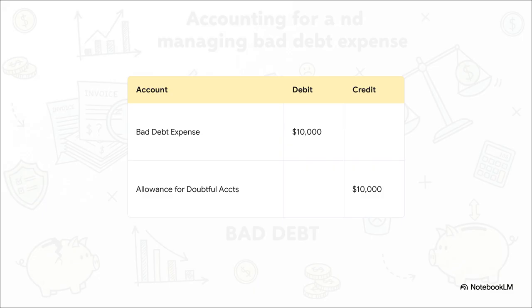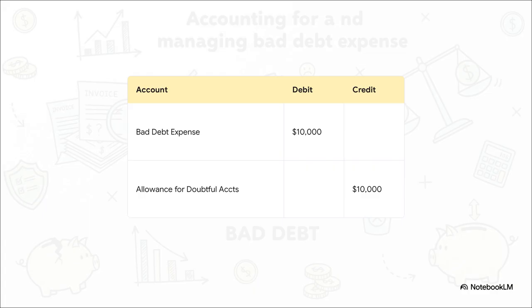A contra account does the exact opposite of what a normal account in its category does. So since assets normally have a debit balance, this contra asset account has a credit balance. It sits right there on the balance sheet paired directly with accounts receivable. So you'll see accounts receivable, and right below it, you'll see less allowance for doubtful accounts.